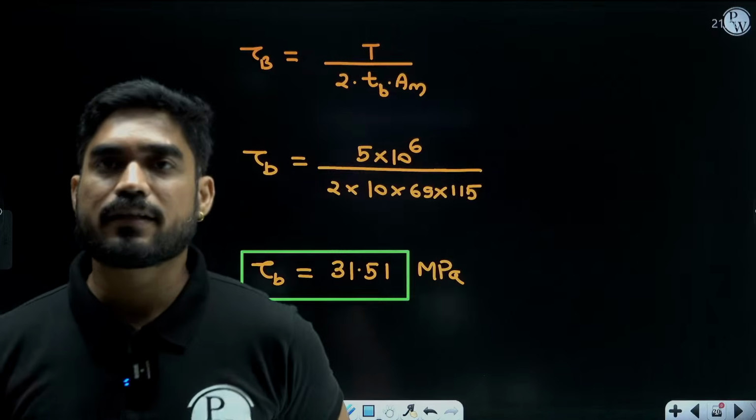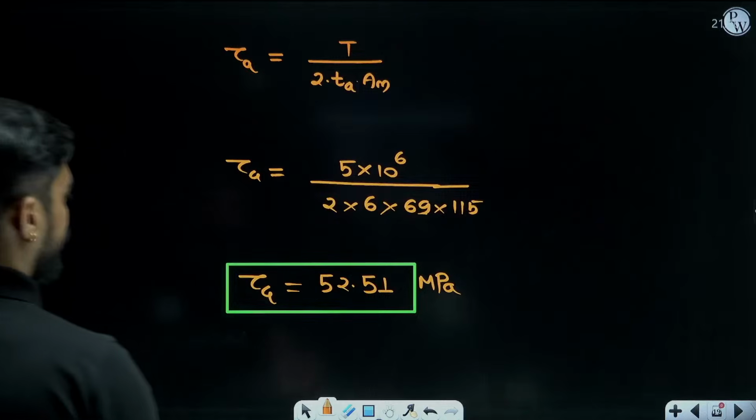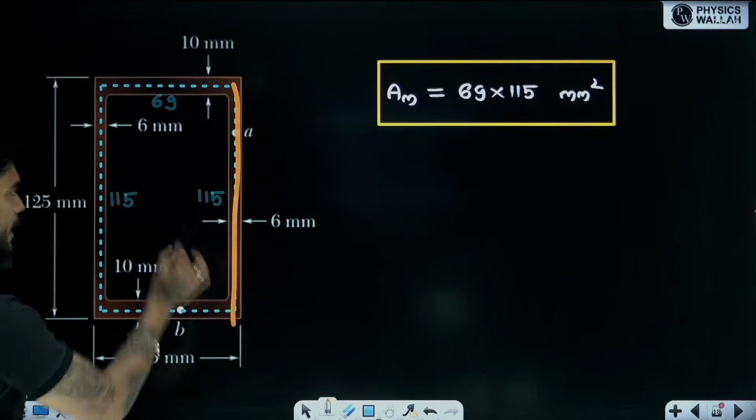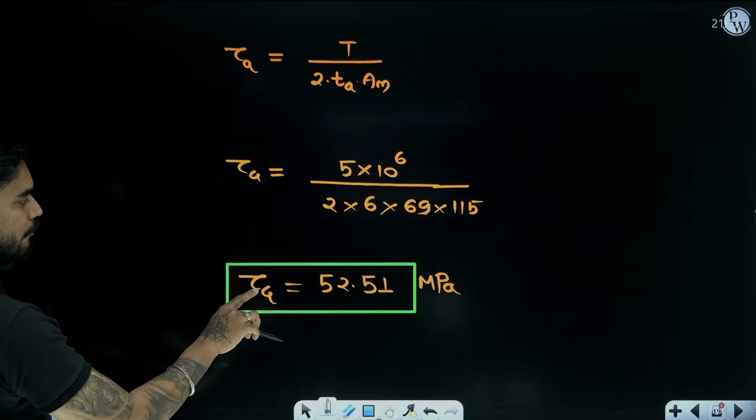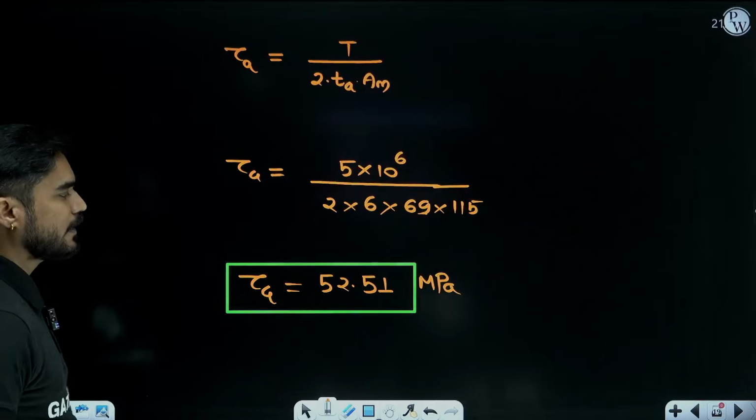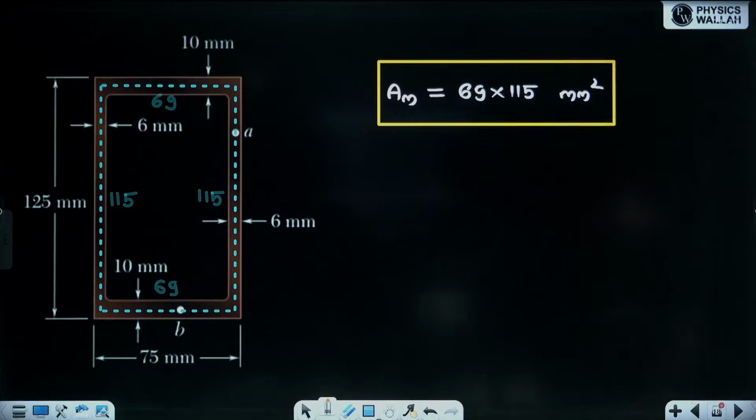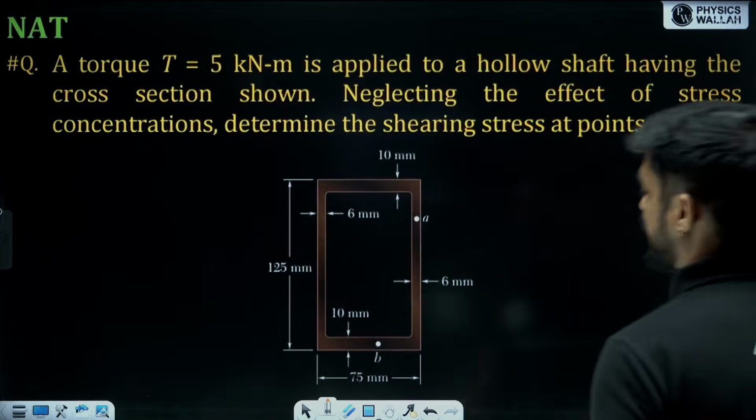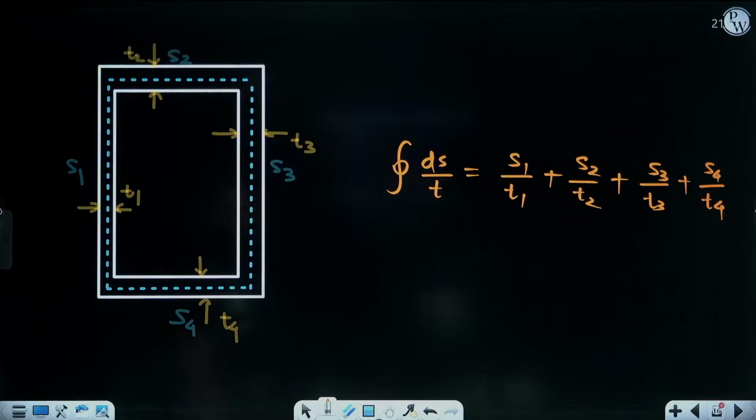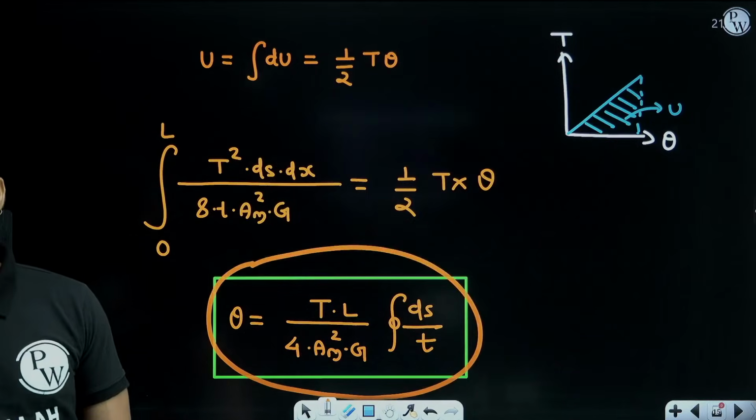So at point B, the stress is comparatively less. Here it is 52.51, here it is 31. In this entire line, here and here, the stress will be 52.51, and here the stress will be 31.51 megapascal. Very good guys, very good. Okay, so we have calculated the shear stress. If you want, you can also calculate the angle of twist theta. We know the equation of angle of twist theta also, so we can use it to calculate theta.